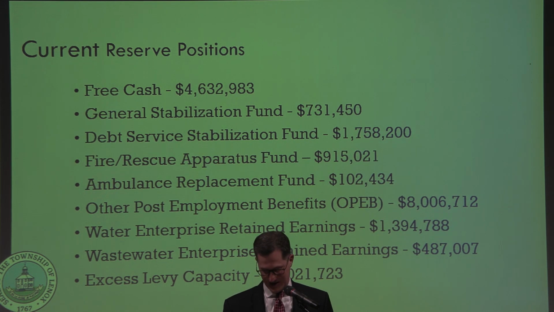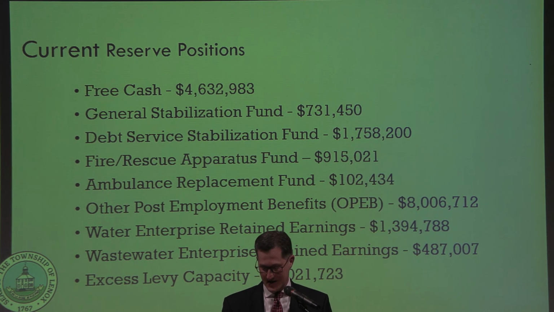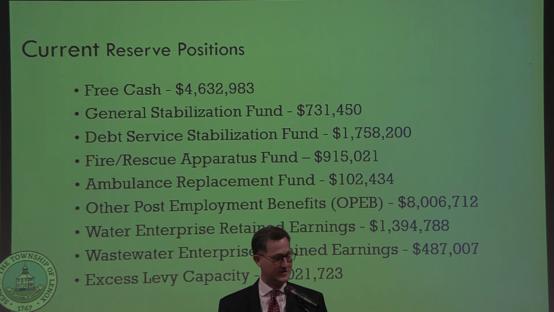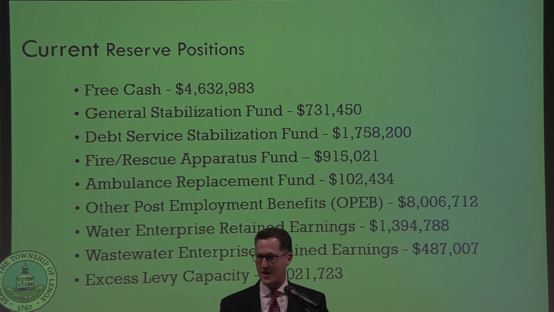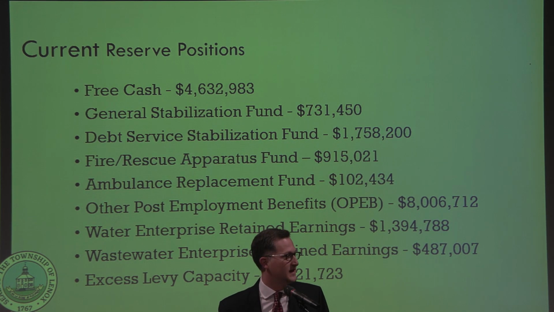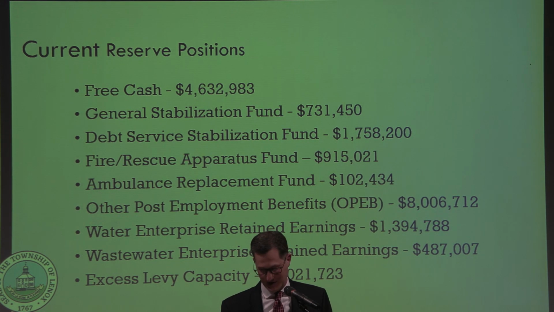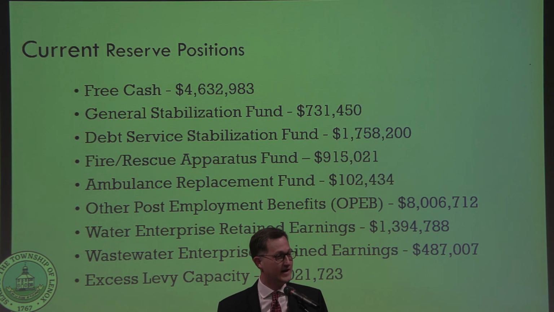When I started this job 10 years ago, this figure was $172,000. The town accountant, who is retiring, Charlie Brown, brought this figure to me this morning, and as you'll see, we're now at over $4 million in untaxed levy capacity. So that's remarkable and not typical.